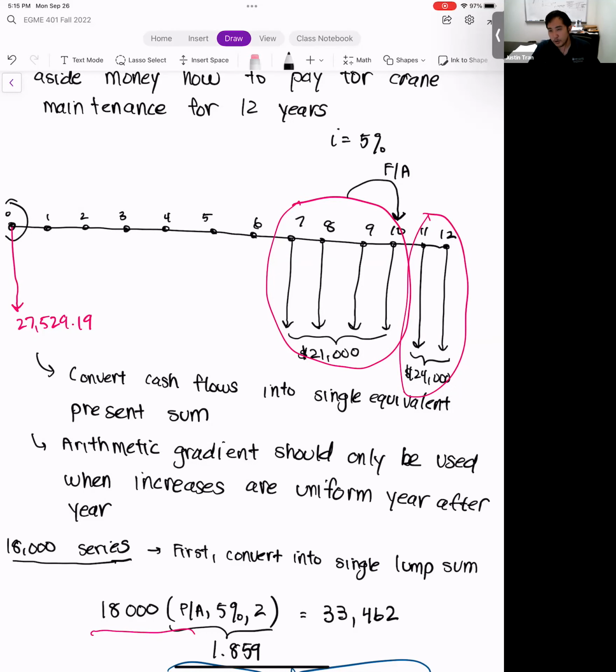Okay. Because remember, the standard conversion between F and A is that if you convert a uniform series to a future sum, that future sum is going to occur on the very last period where that uniform series is taking place. Okay.